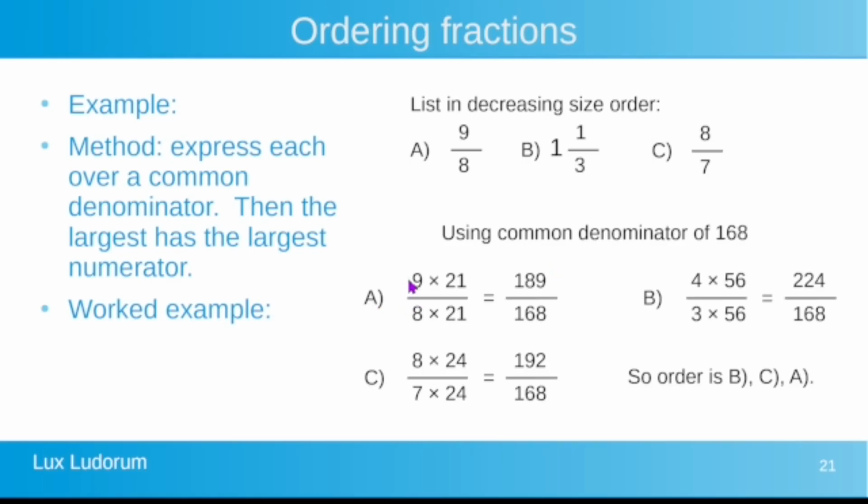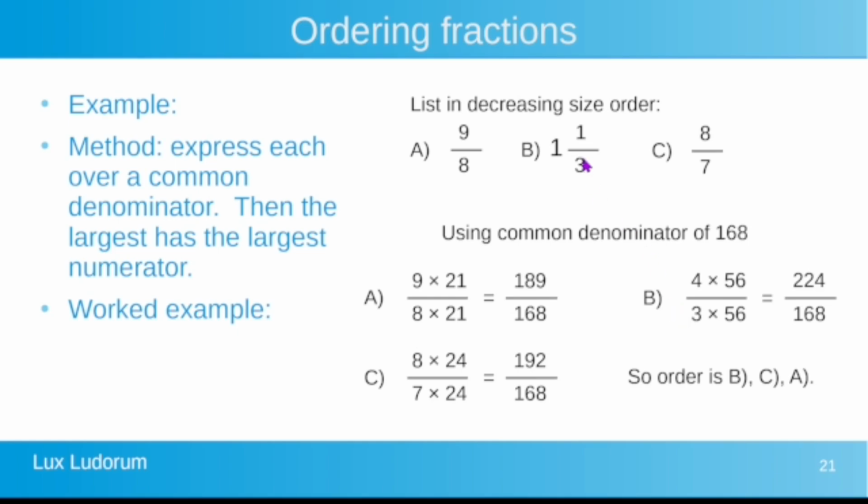So for fraction A, which is 9 over 8, I'm multiplying this by a number that gives me 168. And that number, because I'm using this one, it's just 3 times 7, or 21. It's the other two. So 8 times 21 on the bottom gives me 168. I've got to do the same to the top. 9 times 21 gives me 189.